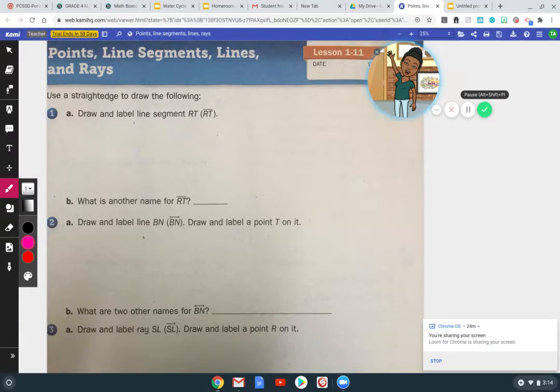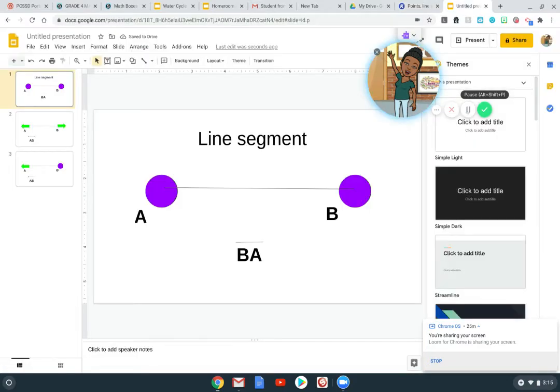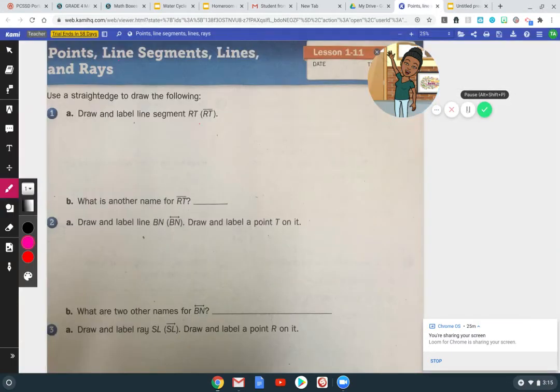Let's roll our sleeves up and get to work with a little practice. In Kami, you have this assignment: points, line segments, lines, and rays. Number 1 tells us to draw and label line segment RT. When we hear segment, a line segment, we know that we have to use our circles. How do we know that? Let's go back to our notes. When I look at my notes, a line segment has 2 clear endpoints.